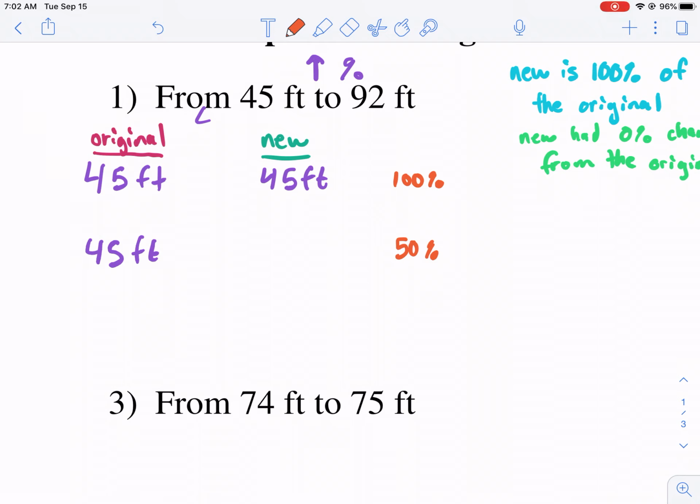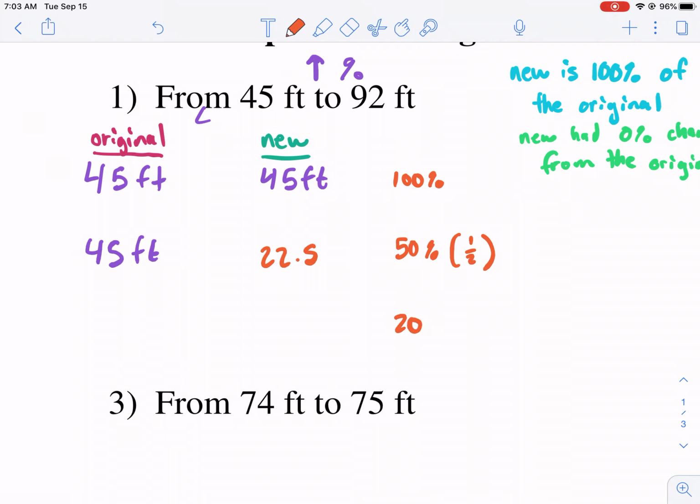amount. So if we wanted to, we could change this to a decimal. 50 to a decimal is 0.5. We move the decimal over 2 times to the left. So we do 45 times 0.5, and what do we get? We get 22.5. Okay, so 50% would be 22.5. Think of the word half. It's going to be half the original amount. So the new is half the original amount.